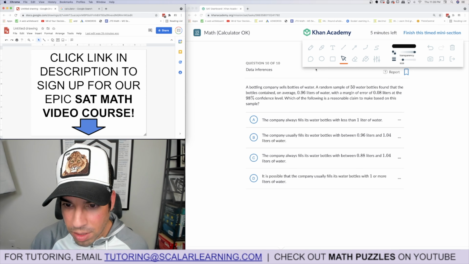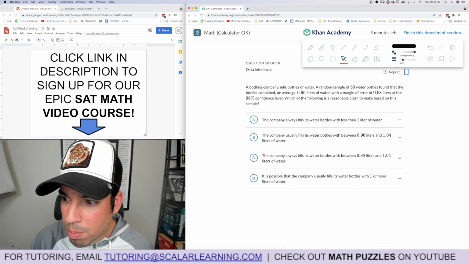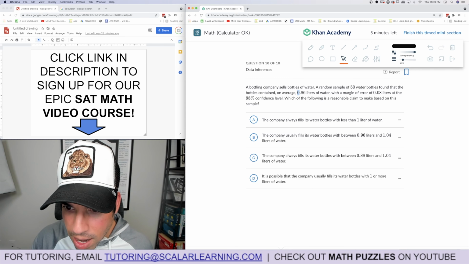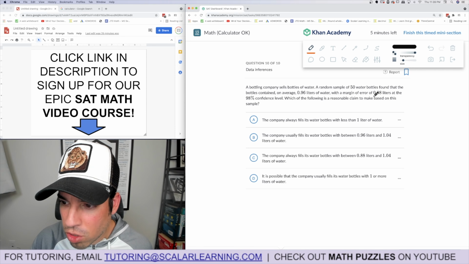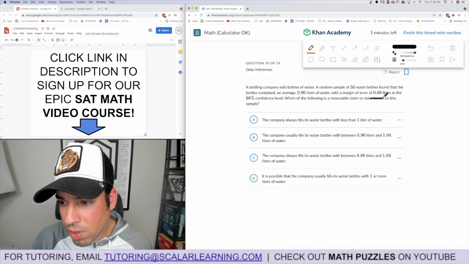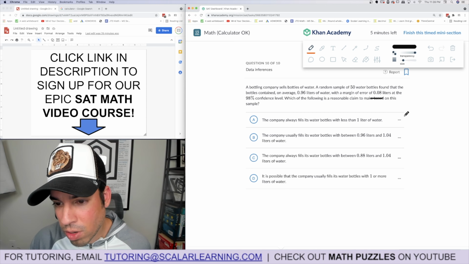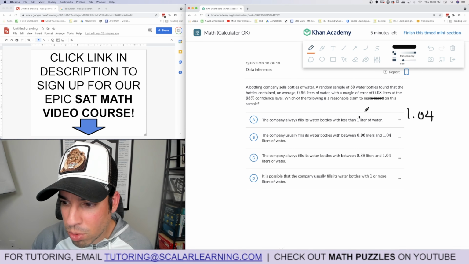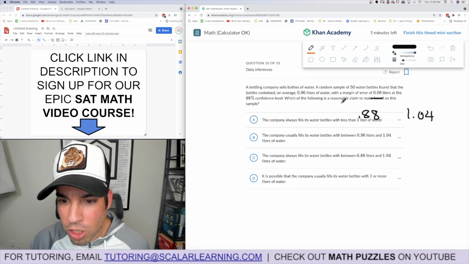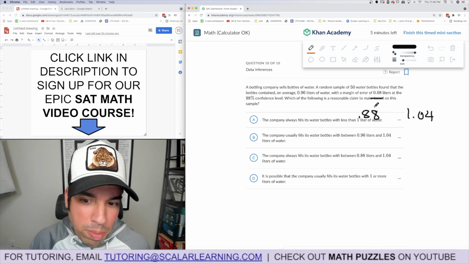A bottling company sells bottles of water. A random sample of 50 bottles found that the bottles contain on average 0.96 with a margin of error of 0.08. So whenever I see margin of error, I'm always like, it could be 0.08 above, which is 1.04. It could be 0.08 below, which is 0.88. With 98% confidence, which of the following is a reasonable claim to make based on the sample?